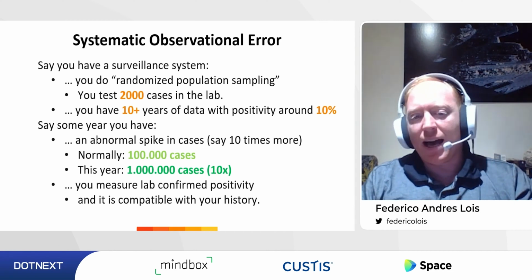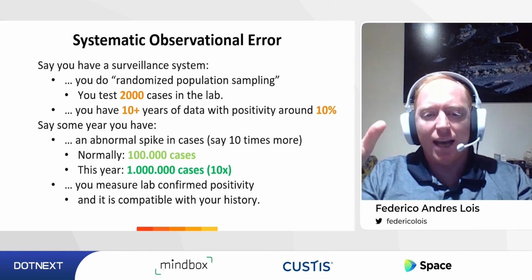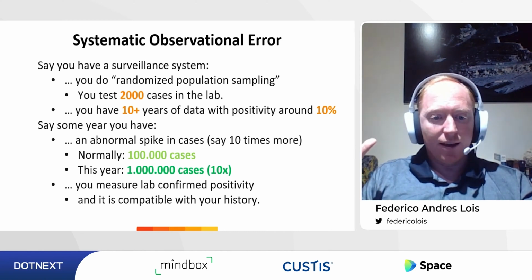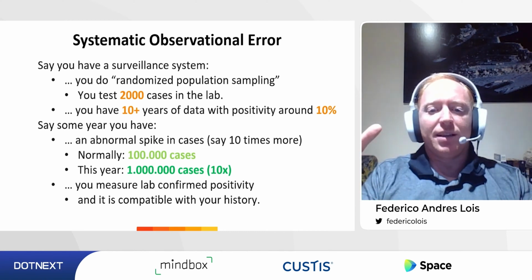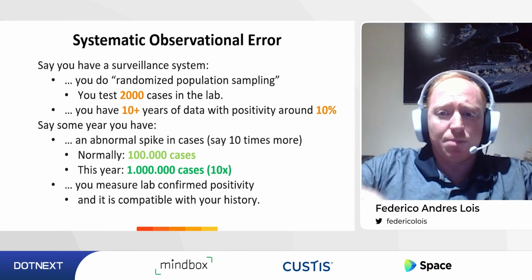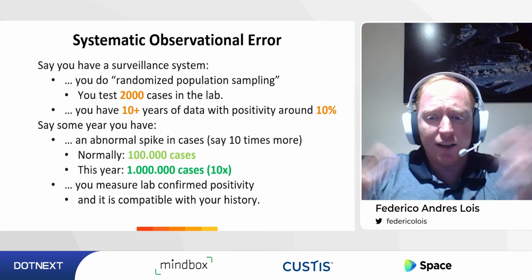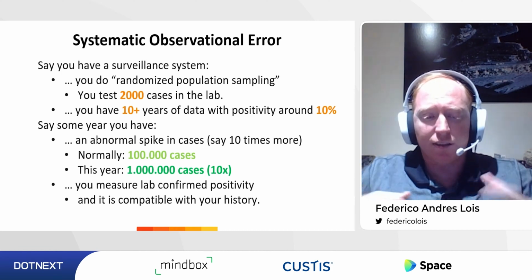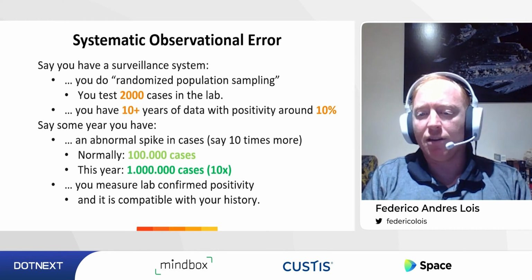So you normally have 100,000, and then you got 1 million. That's 10x. Then you send that measurements to the lab for confirming, because you're getting your randomized population sampling and blah, blah, blah, and you're doing everything right because you're doing surveillance, and the results are back. And it is compatible with your history, 10%.